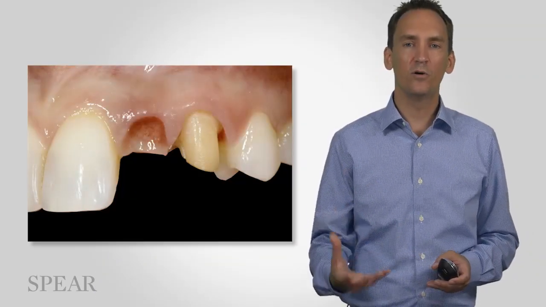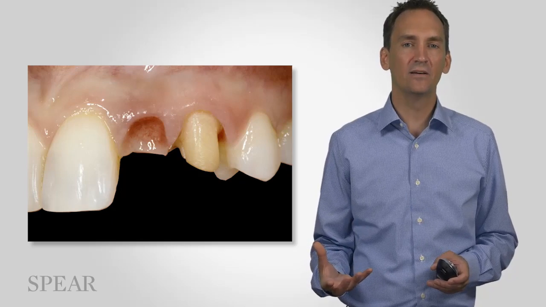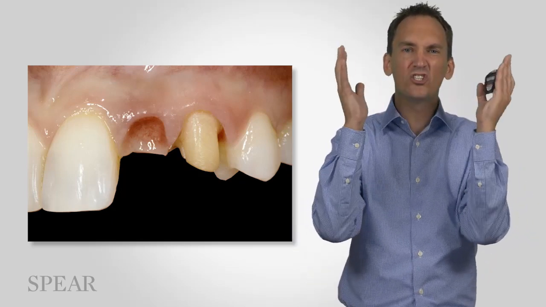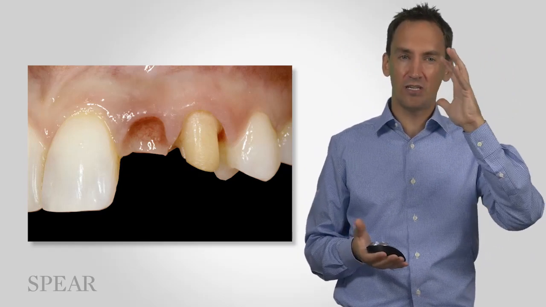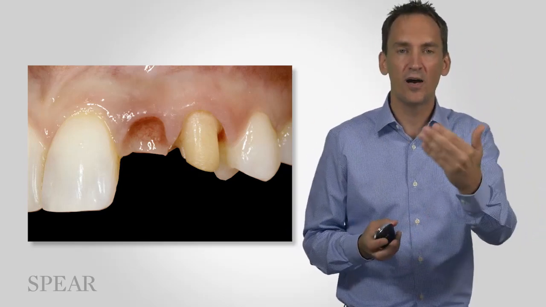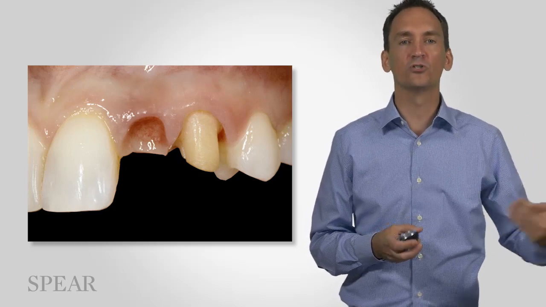So we ended up having to do a cantilevered restoration to replace a lateral. I chose to do a full coverage cantilever off the canine so I could change the facial aesthetics of the canine. If the facial aesthetics of the canine looked nice, I would have done a palatal partial coverage.